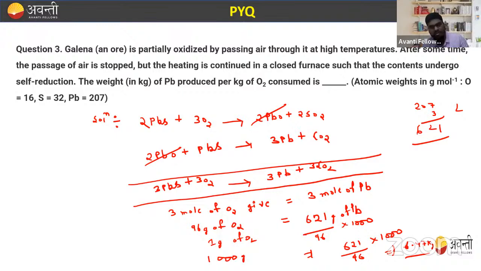So a total of 6.47 kilogram of O2, sorry, Pb is required when 1000 gram, or we say 1 kilogram, of lead is required. So I hope this is clear to you. Any doubt, beta, related to this question you can ask? Any doubt? No? Good. So let's see the next question.